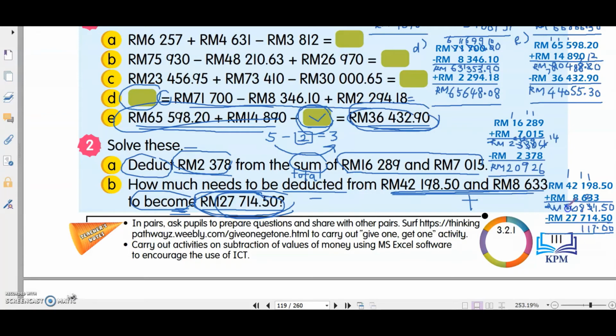This one plus 10, this one becomes 4. 10 minus 7 is 3. 4 minus 2 is 2. And then your RM. Okay, so your answer is 23,117 ringgit.